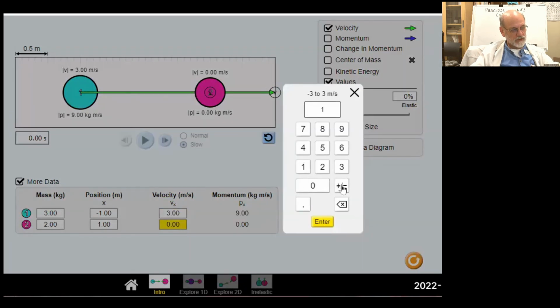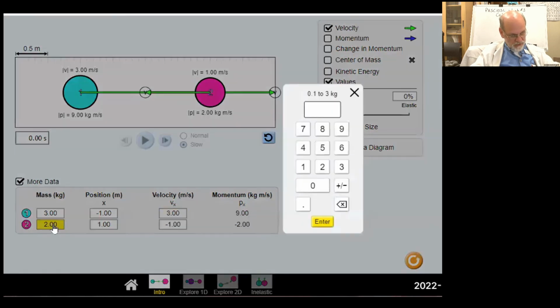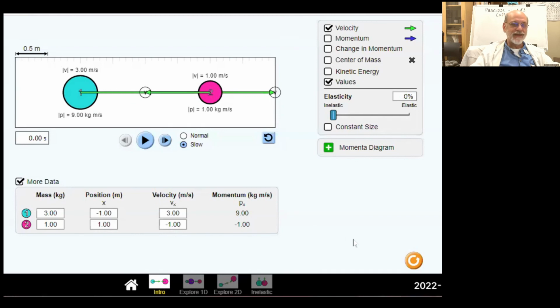So click 1, change the sign. There we go. Now, what is the total momentum? It's supposed to be 8, but 9 minus 2 is 7. That's wrong. So let's go over here and change this maybe to a 1 and see what happens. There it is. 9 minus 1 is 8. So we know what to put in the mass 2 column, 1 kilogram. Okay. And the momentum before the collision is 8.